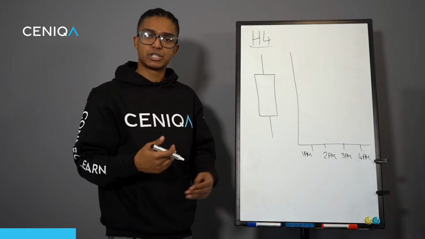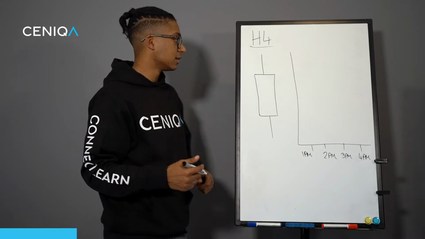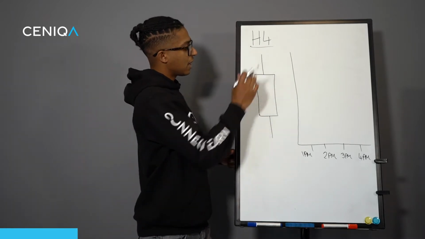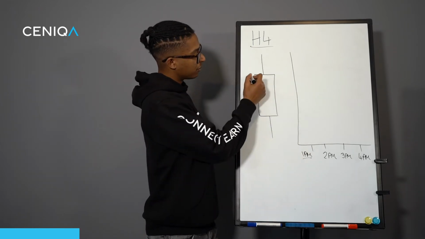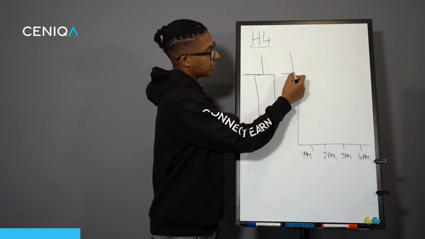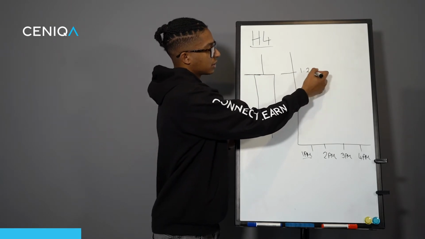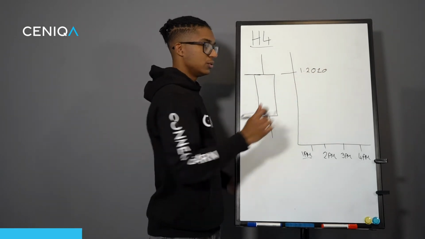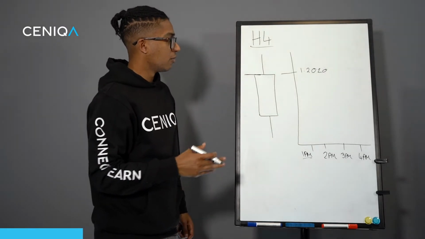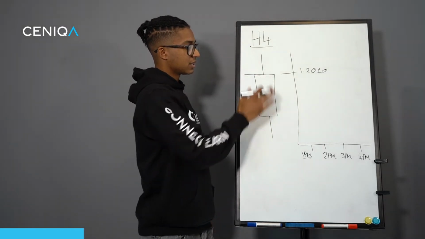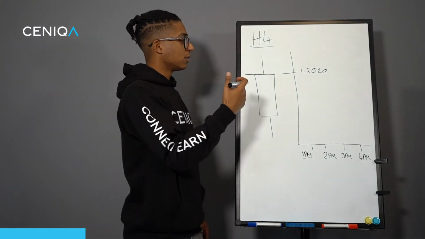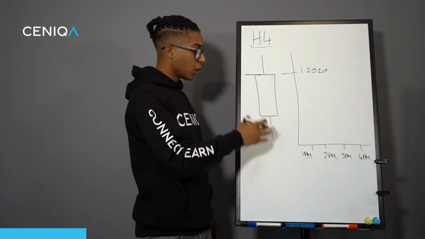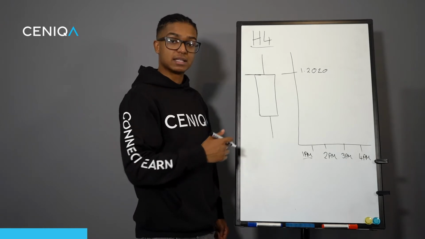Let's go with a bearish candle so you can understand. So this is a 4 hour candle. Let's say it started at 1 p.m. The opening price was here, let's say 1.2020. Now remember, the shadows or the wicks shows us the highest point it got to within that time frame, or the lowest point it got to within that time frame.